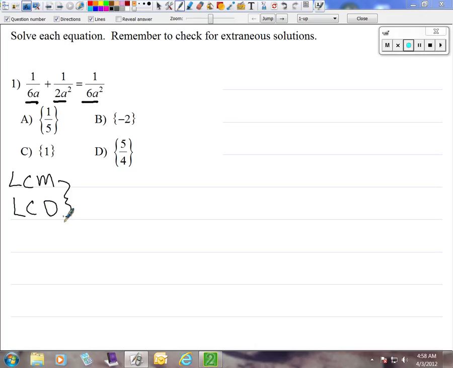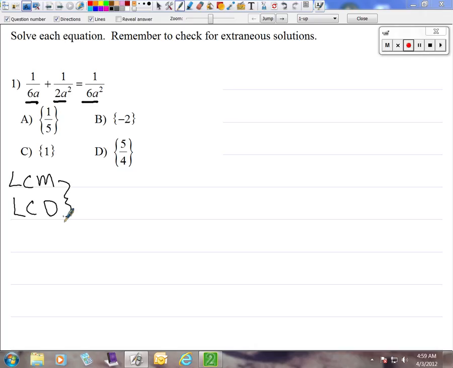And as we look at this, now remember, these are numbers, or factors, that all three of the denominators will go into evenly. We're not looking for the least common factor, which would be 2a. See, 2a would divide into 6a, 2a squared, and 6a squared. But we're not looking for that. When I say the word least common multiple, we're looking for the smallest term that all three of our denominators will divide into evenly.